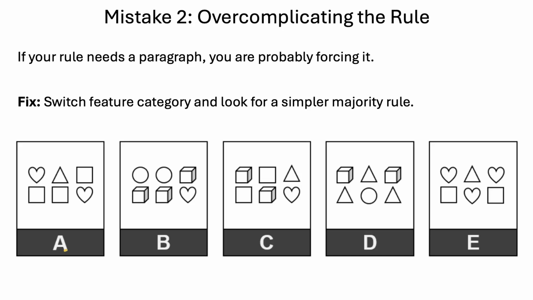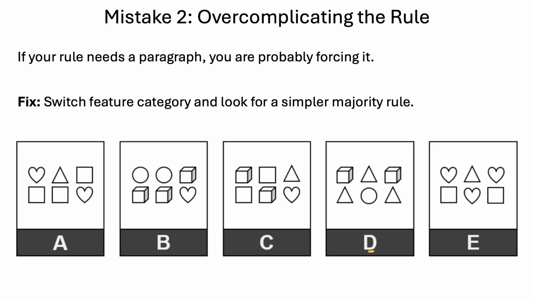So let's count. In element 1, A, we have 3 types. We have hearts, triangles, and squares. B also has 3 types. It has circles, cubes, and hearts. C has a different number compared to A and B. It has 4 types: cubes, squares, triangles, and hearts.